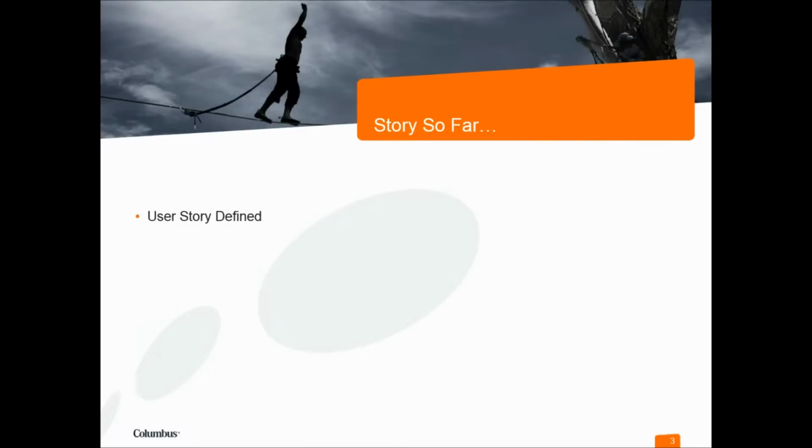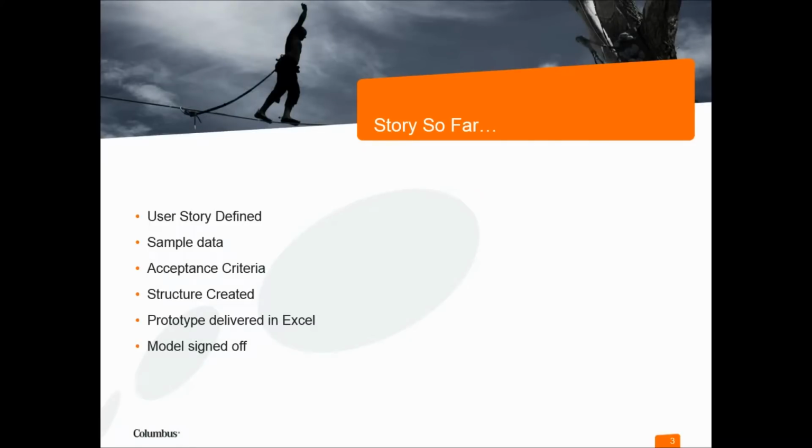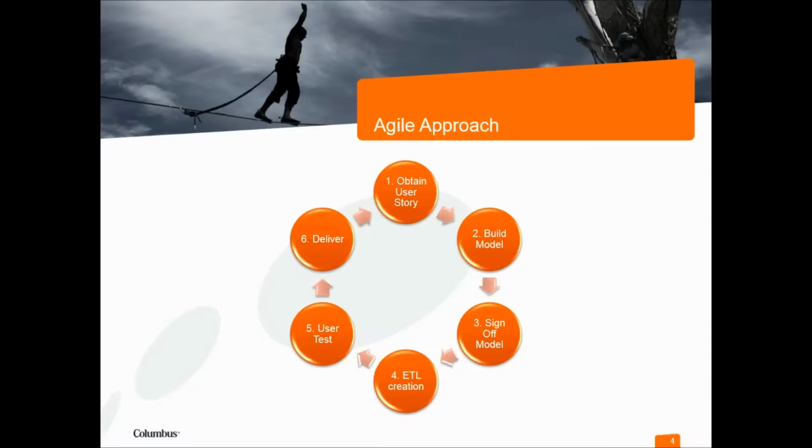So what have we done so far? Sarah defined the user story for us and gave that information to Bill. She also gave us some sample data that we could use to test and make sure that the data warehouse was going to serve the business requirement. Sarah defined some acceptance criteria, and Bill then created the structure for our data warehouse and our cube. And Bill then delivered the prototype using Excel to Sarah, and Sarah signed off the model as being an accurate representation of the data that she needs to get out of the system.